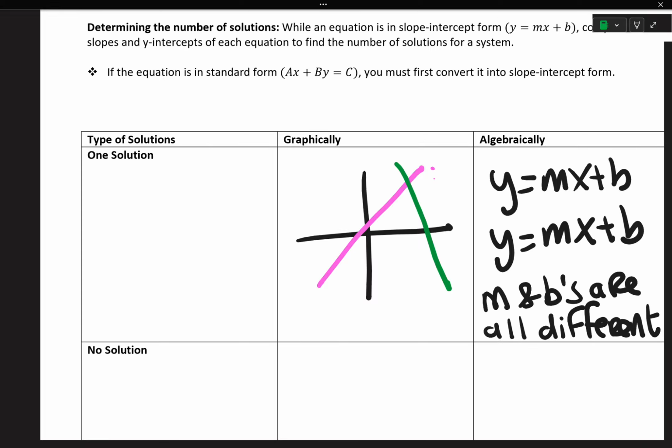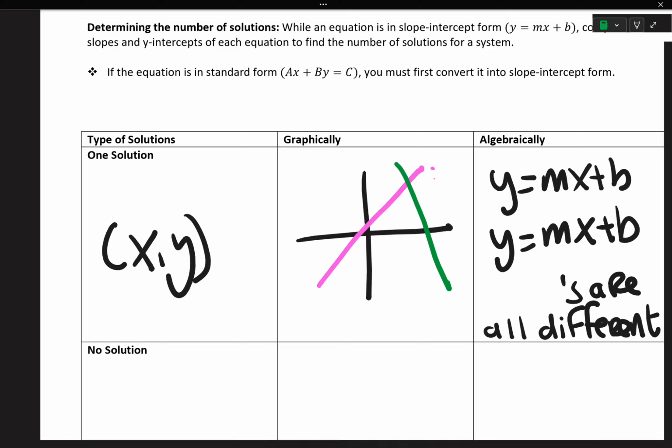Well, actually, the b's don't have to be different. The m's have to be different. So all the slopes are different if they're in y equals form. And if we solve them, you get an actual answer like x comma y. So these will be solvable. And again, if they are in y equals form, the slopes are different. M's, which are slopes. Let's write slopes instead.